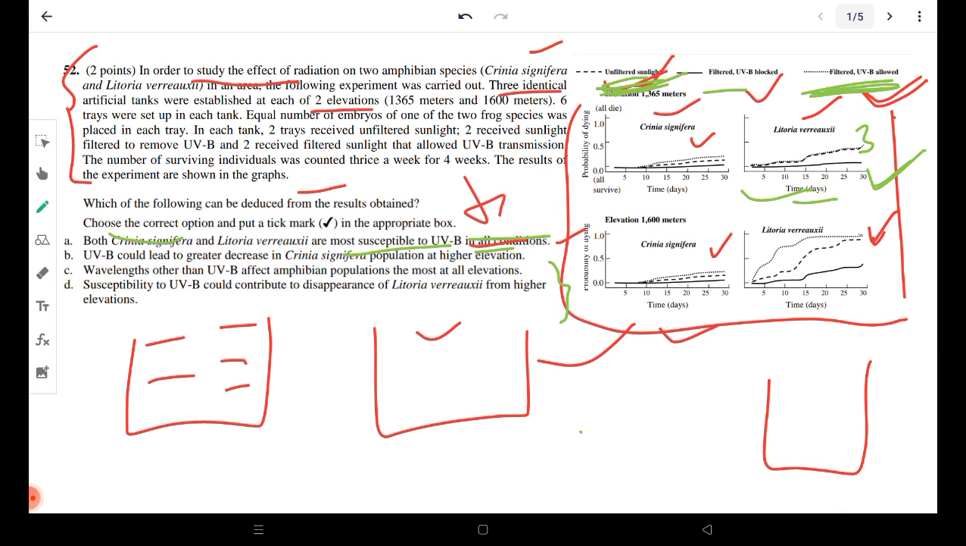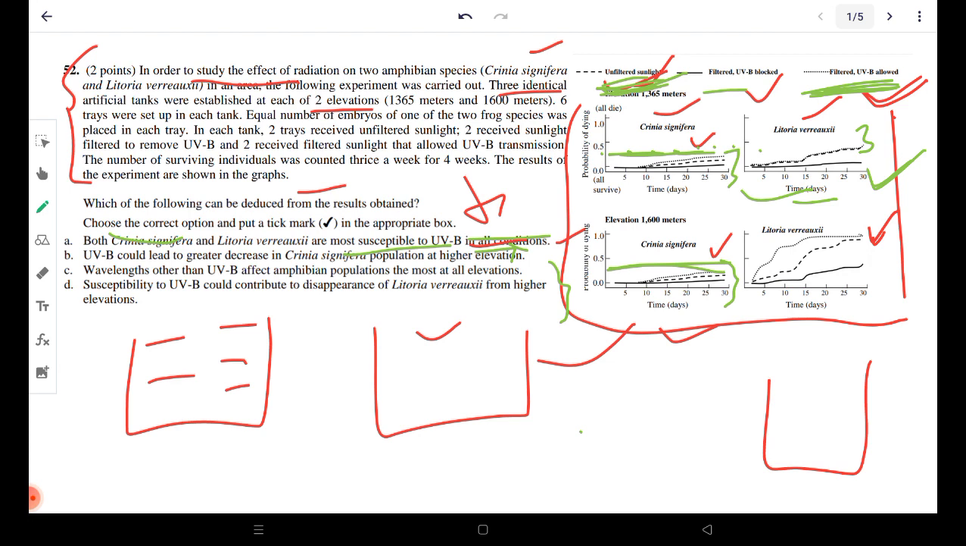So by second option, UVB could lead to greater decrease in Sirenia signifera at higher elevation. See, UVB has almost the same effect at higher elevation. At both levels, UVB has the same probability of making the organism die. Even if you see the option by taking the probability of dying mark, you will come across the same lining. There is hardly any change. So this option is also wrong.